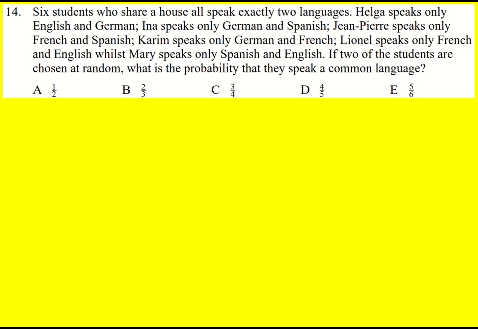Six students who share a house all speak exactly two languages. Helga speaks only English and German. I'm just going to write English, German. Then Ina speaks only German and Spanish. Jean-Pierre, French and Spanish. Karim, German and French. Lionel, French and English. Mary, Spanish and English.